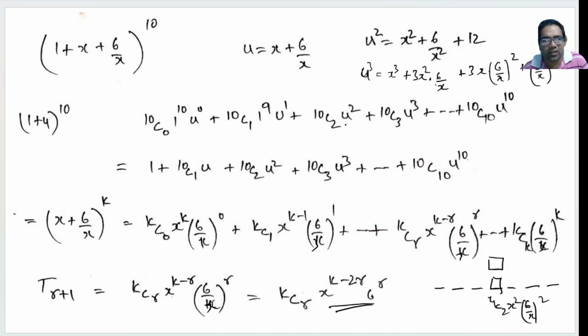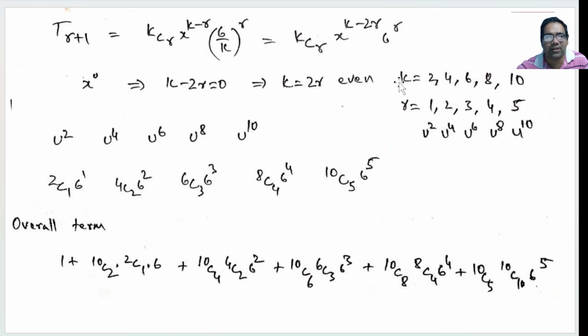In case we are trying to find the term independent of x in u square, u cube, u power 4, whatever, in this expansion. Now, if this term has to be independent of x, obviously k minus 2r should become 0. That means k equals 2r. That means k is an even number. K can be 2, 4, 6, 8, 10. Right, then r is 1, 2, 3, 4, 5.